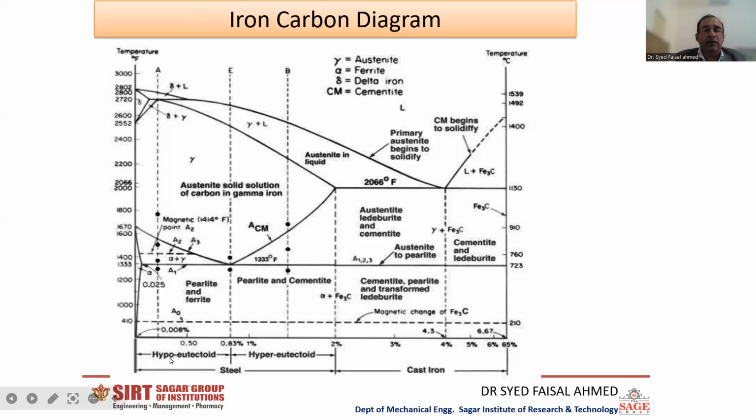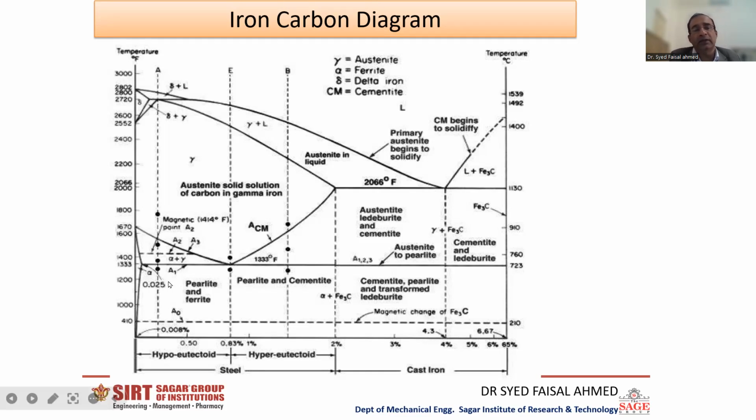As the percentage of carbon increases from 0 to 0.83%, it represents hypoeutectoid steel, and from 0.83 to 2% it represents hypereutectoid steel, whereas the rest is cast iron. These are the phases representing steel and cast iron. And a very important line exists at 723 degrees centigrade, or 1333 degrees Fahrenheit. This important line is there.